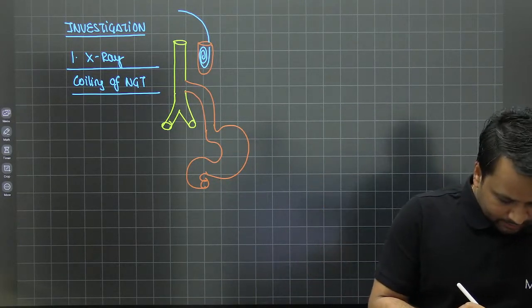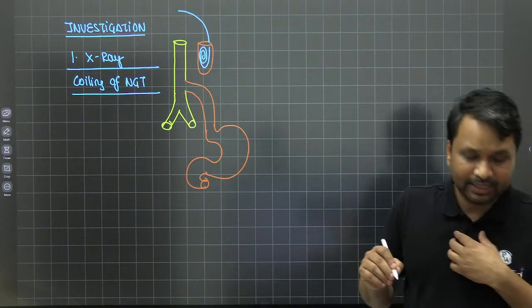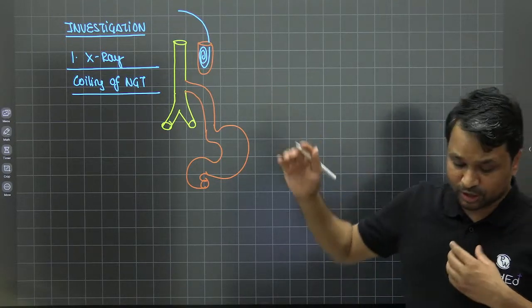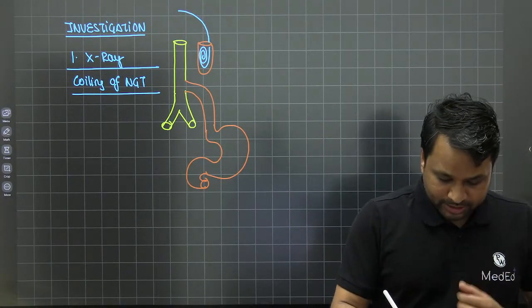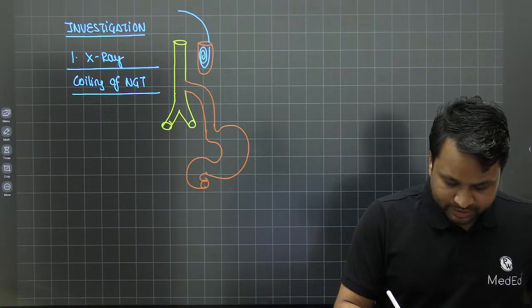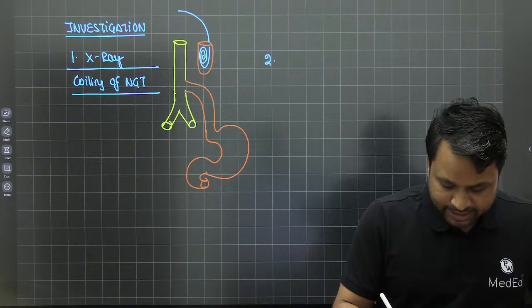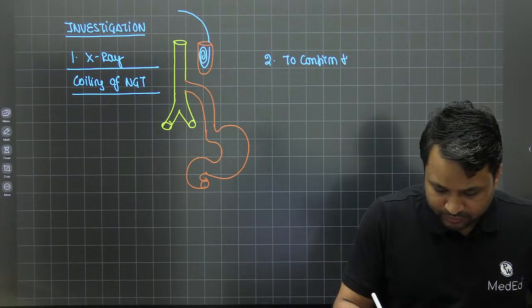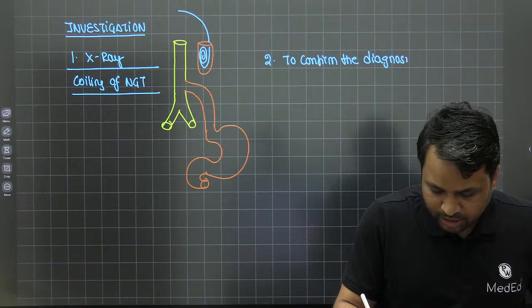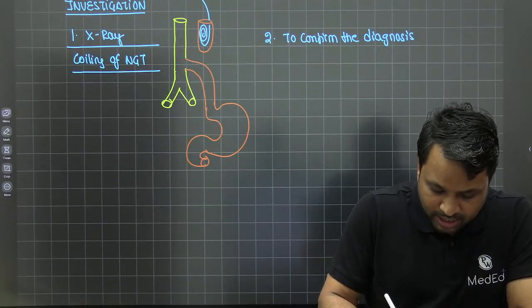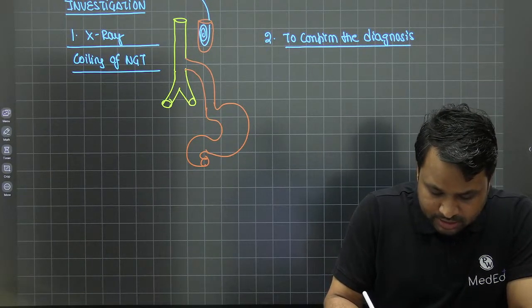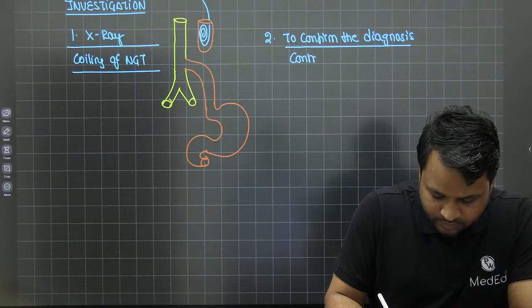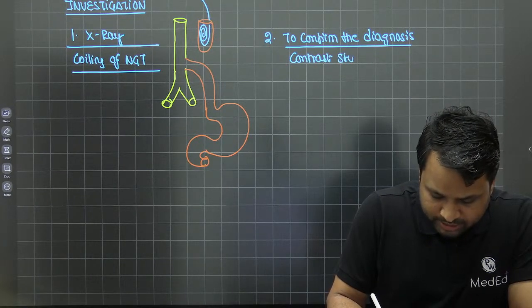Now, the minute I did that, I now know there is some form of obstruction. To confirm what it is, I would like to go ahead with the contrast studies. The second step is to confirm the diagnosis. I know there's some obstruction, but how do you know the obstruction status? I will perform a contrast study.